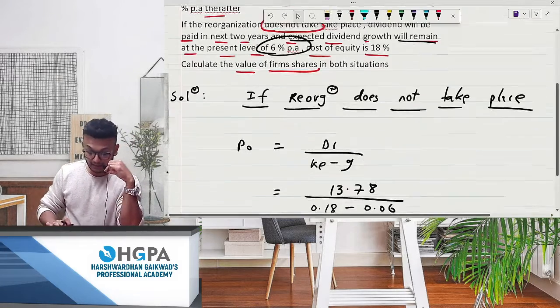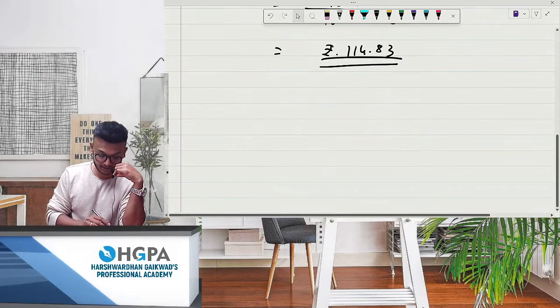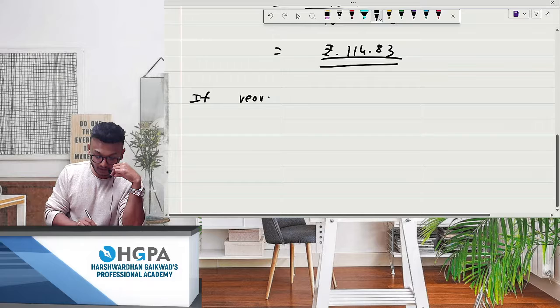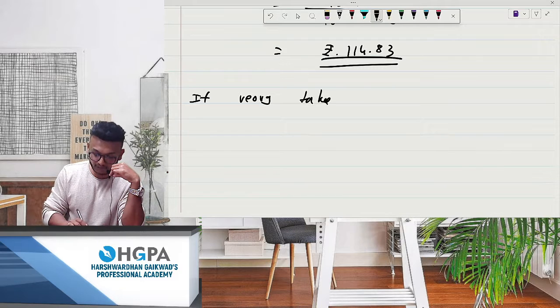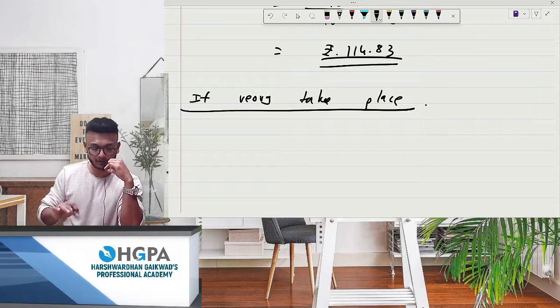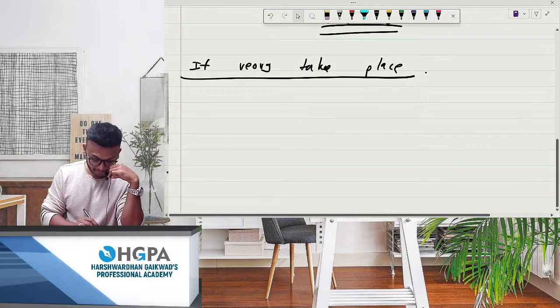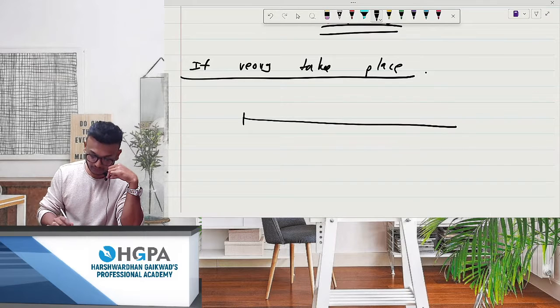Okay, now the main point is situation 2: if reorganization takes place. Now I want everybody to pay attention. If you understand this, the chapter is over. See, I'll draw a timeline, very simple. 0, 1, 2, 3 and 4 and so on.